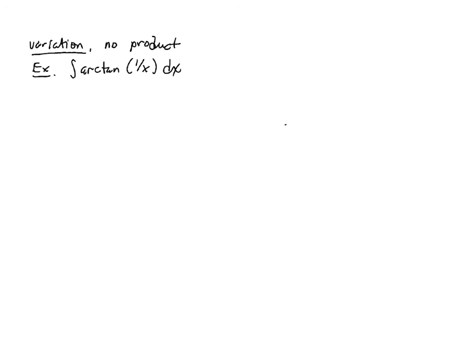So I want to integrate the function arctan of 1 over x dx. And you'll notice that this is not a product, at least not in an obvious way. And there's no useful substitution again. So the way that we're going to do this is we're going to use integration by parts with the following u and v options. We're going to let u be that entire function arctan of 1 over x.